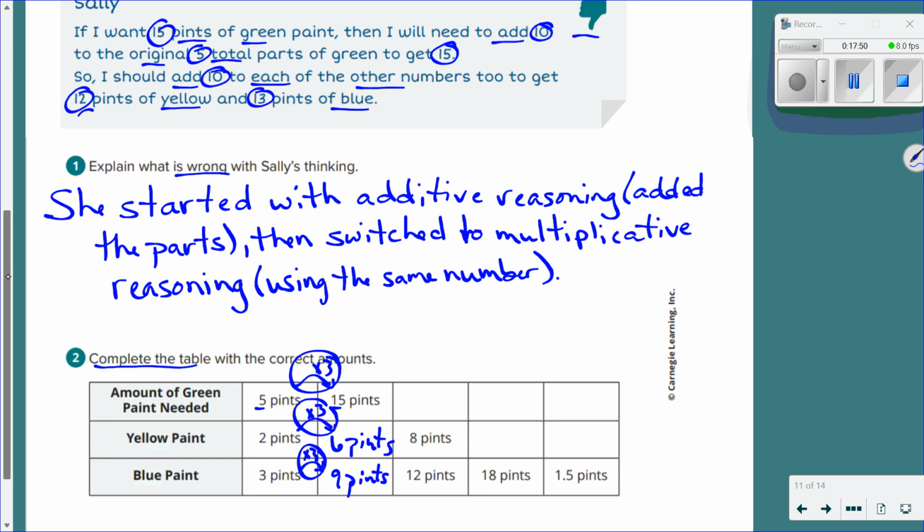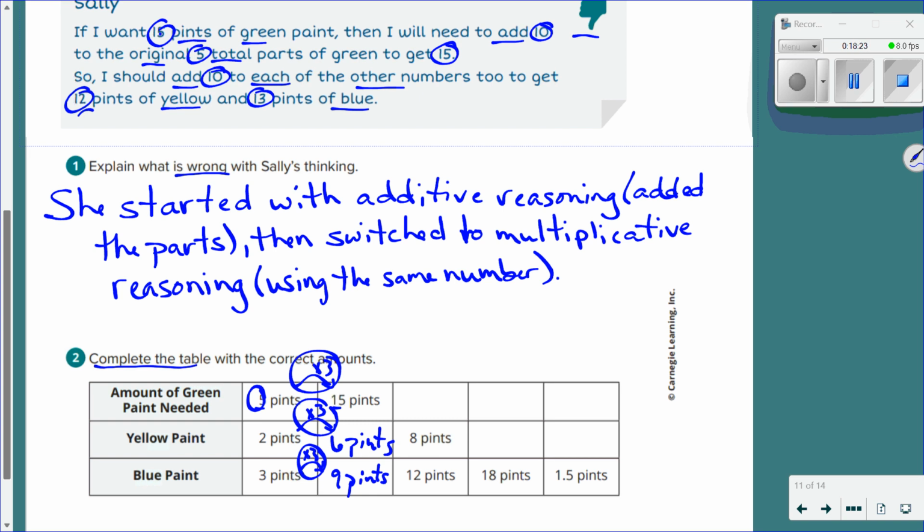If she's going to add 10 on the 15, that's fine. Okay? So starting at 15, she added 10. But then I needed to double this, right? Because 15 is double of 10. So I need to take my parts and add double of it for each one. So if I'm adding 10 to get to 25, then I need to add 4 to the 6. I need to add 6 to the 9 to keep them equal.